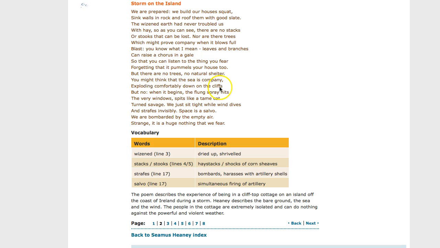Exploding, cliffs. I didn't have flung. I did have spits. Savage was the one that they used, and I would have tried to use that, but actually it was a bit over the top. So I chose the idea of dives. Strafes, we had strafing, didn't we? Bombarded. I also added in empty, and I also had nothing.